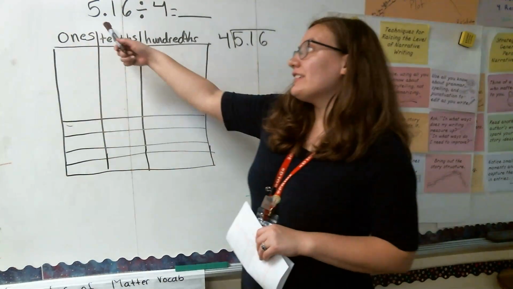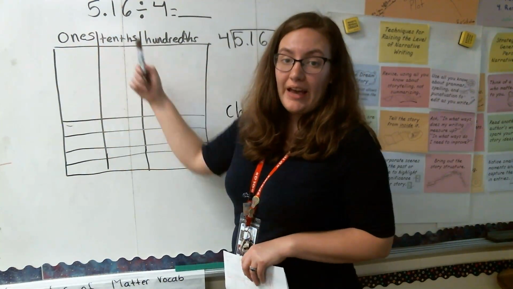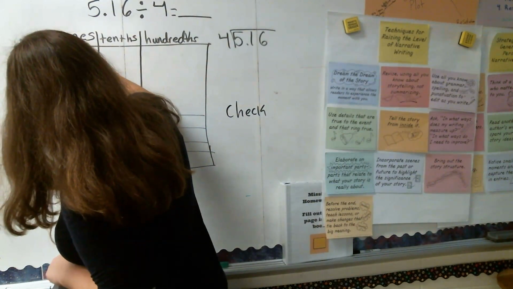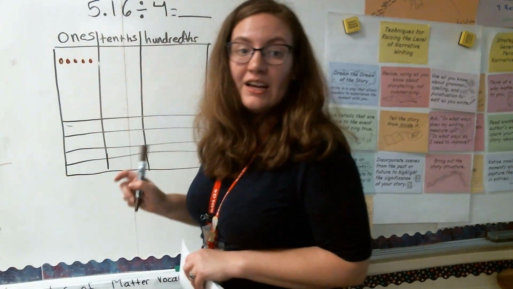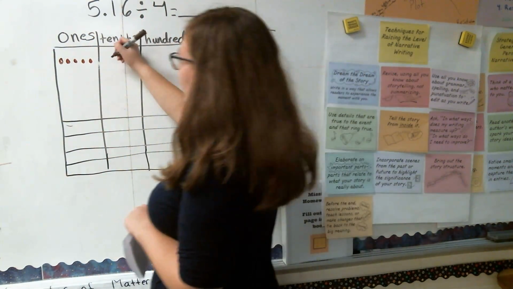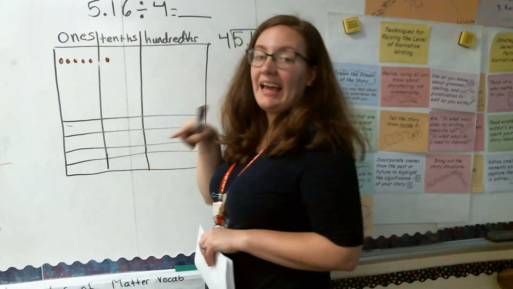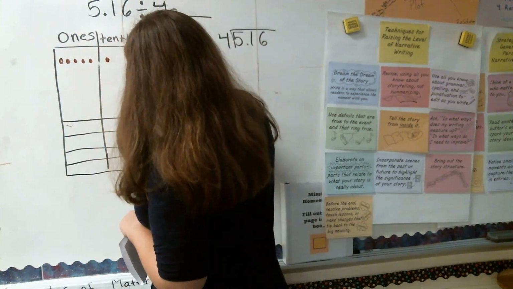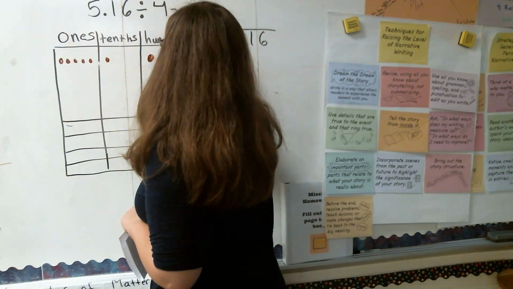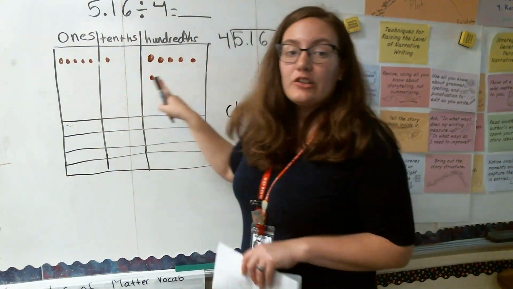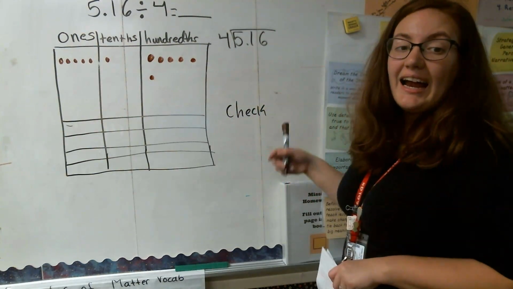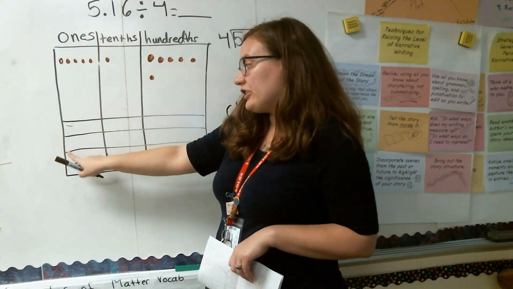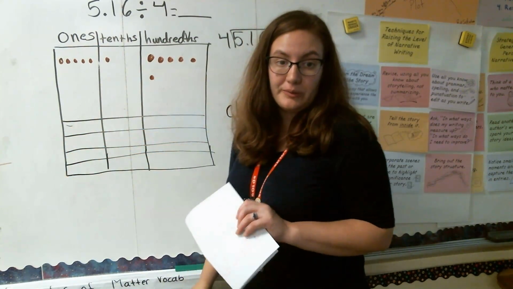And again, my first step is going to be to draw my place value discs. So I have 5 ones. So I draw 1, 2, 3, 4, and 5. I have 1/10. So I draw 1/10. And I have 6/100. So I draw 1, 2, 3, 4, 5, and 6. So I have all my dots right here, and I am dividing it by 4, so I have 4 groups. So I have 1, 2, 3, and 4 groups.